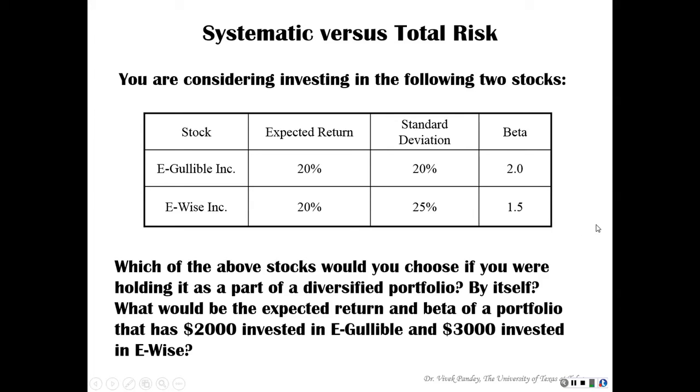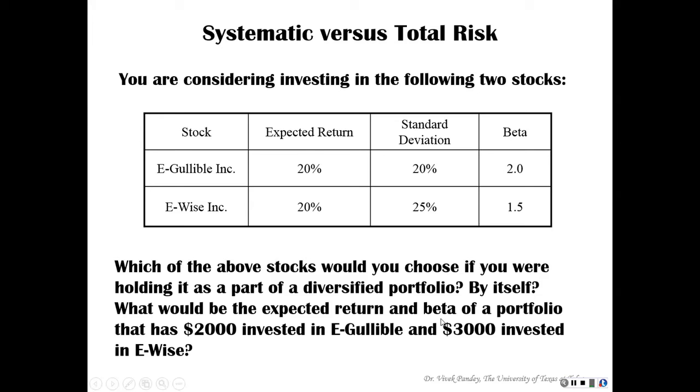So what's the difference? Standard deviation measures total risk, beta measures systematic risk, right? And in diversified portfolios, total risk does not matter as much as systematic risk. What would be the expected return on and beta of a portfolio that has 2,000 in eGullable and 3,000 in EWise? So we can calculate expected return and standard deviation. I'm sorry, not standard deviation, but rather beta.